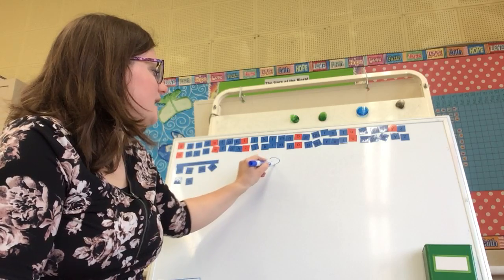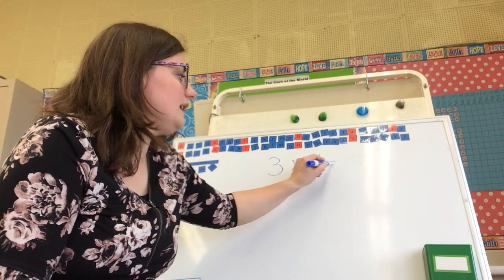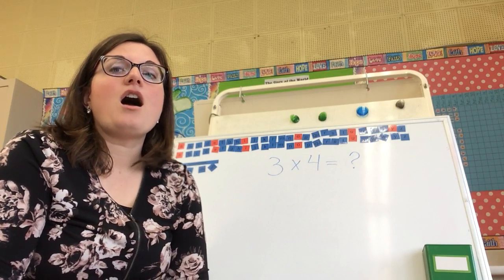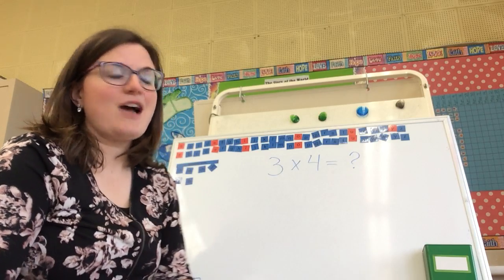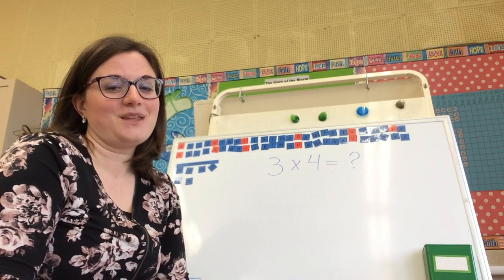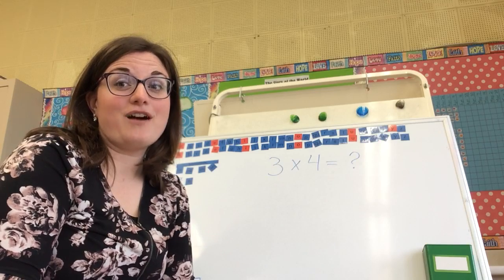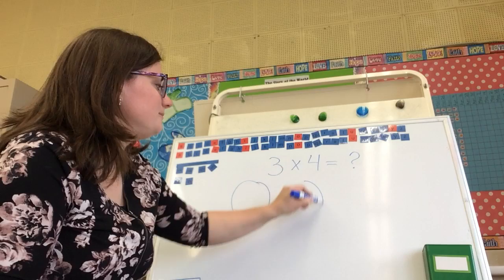So if I write 3 times 4 equals, now I don't know, so I'm going to put a question mark here. I would like you to think about, how would I draw this? How could I draw a picture to go with 3 times 4? Well, 3 is going to tell me the number of groups. So I'm going to draw 3 circles.